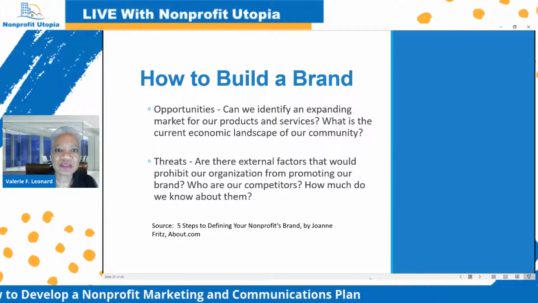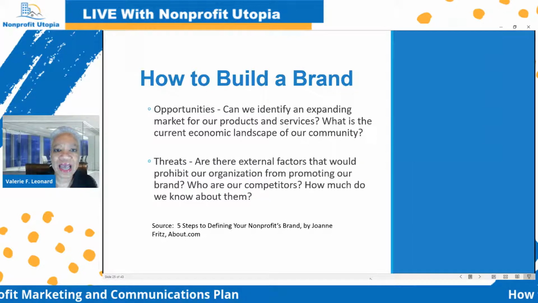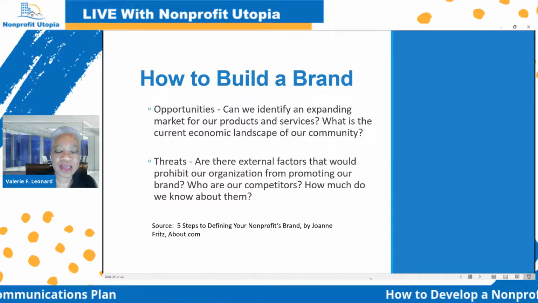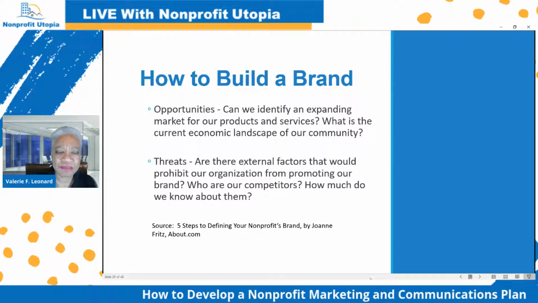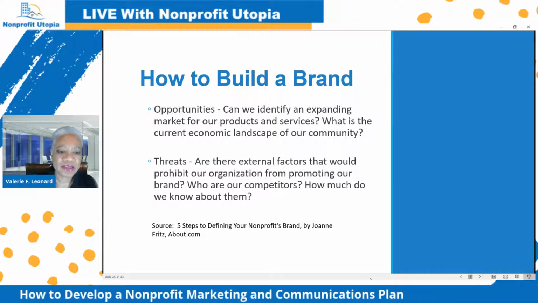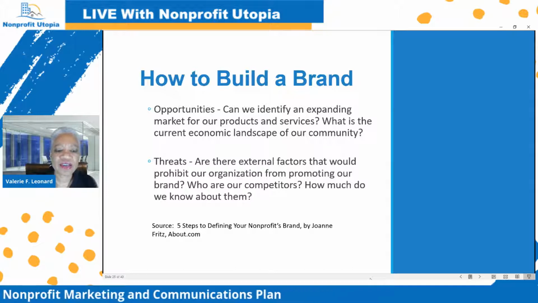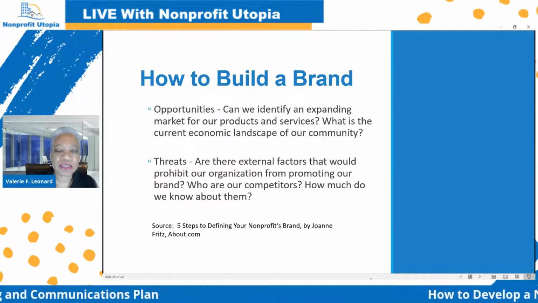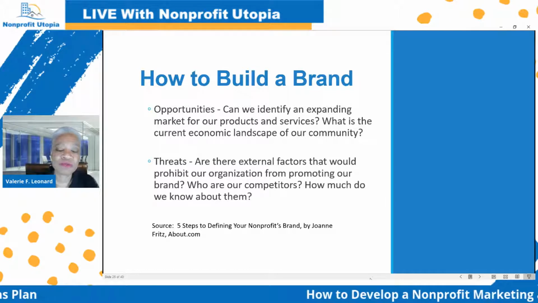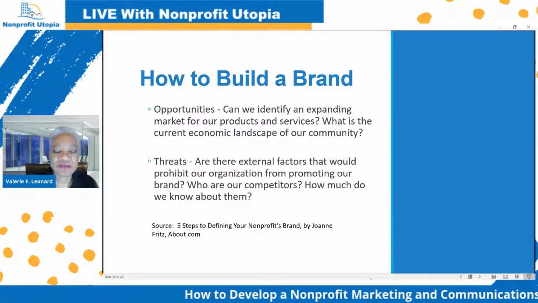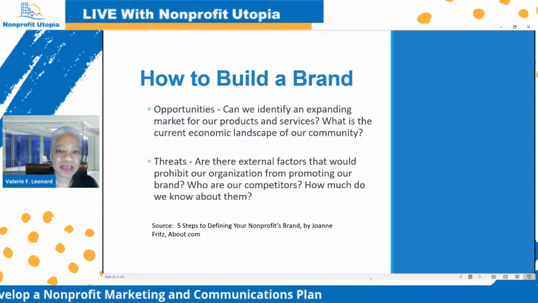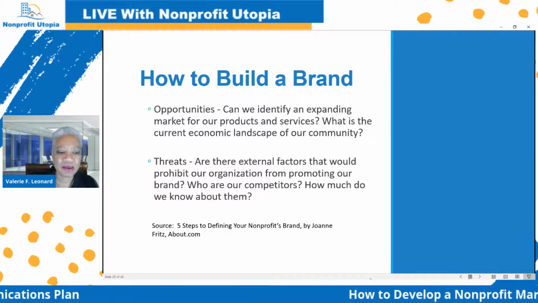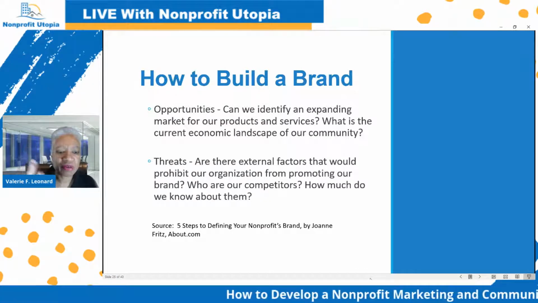And then you also need to understand the lay of the land, what's happening in the community, what's happening in the city, what policies are in place that can impact our work. And then threats, are there external factors that would prohibit our organization from promoting our brand or even from meeting our mission? Again, these are things that are outside of your organization's control, happening in the community, things that are happening at the state level, at the federal level.